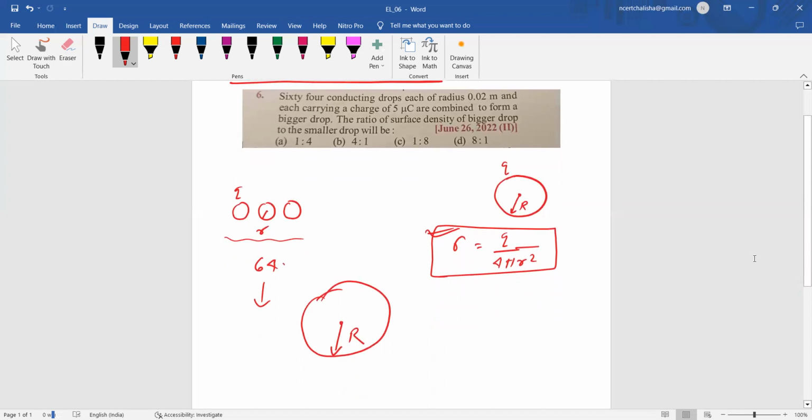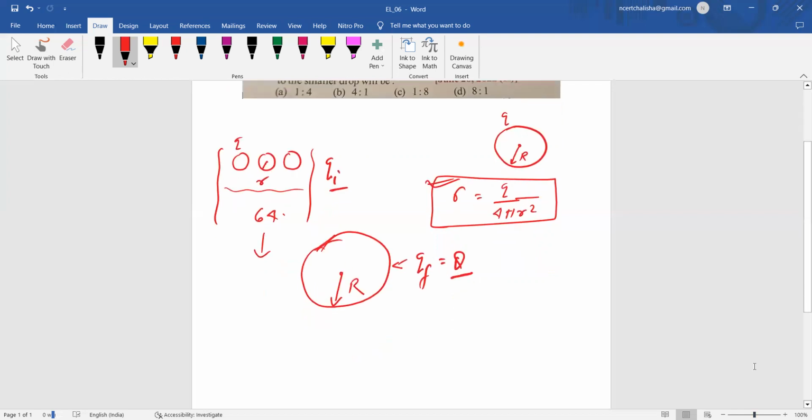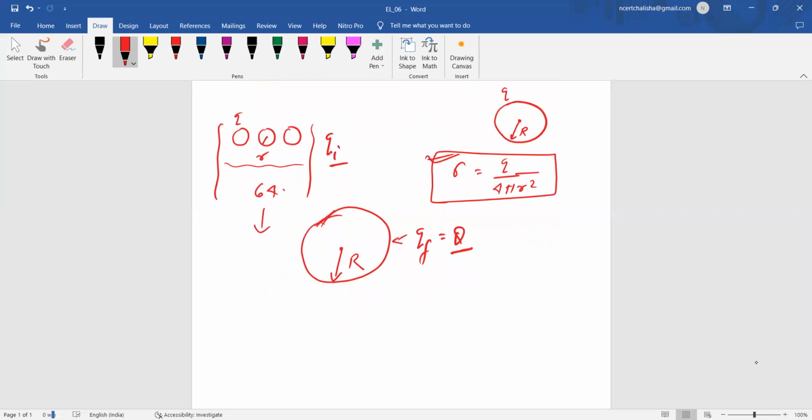Charge is neither created nor destroyed. The initial charge on the smaller spheres is Q initial, and suppose I consider Q final, which will be the capital Q. So what we can apply over here is charge conservation. This is one principle that we can apply.